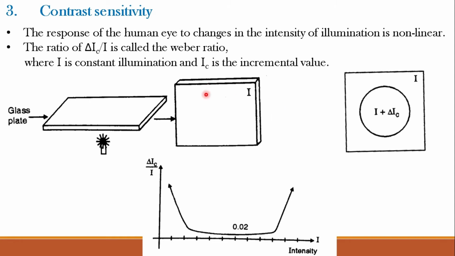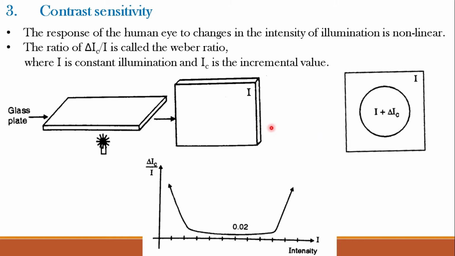So now the observer is asked to observe whether he or she can detect this increase. If the observer cannot detect the change, the intensity is further increased by another increment of delta IC. This procedure is continued till the observer detects the difference, and this is known as the just noticeable difference. The ratio of delta IC to I is called the Weber ratio, and this is different for different persons, and therefore it is said that the response of the human eye to changes in intensity of illumination is non-linear, right?